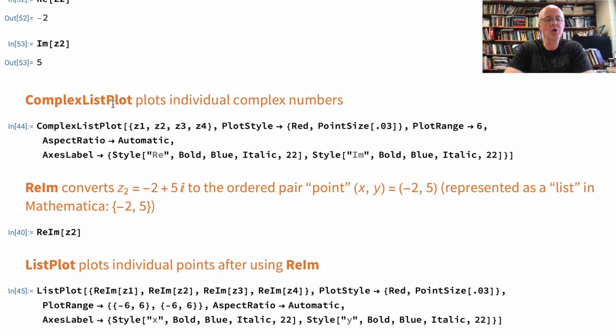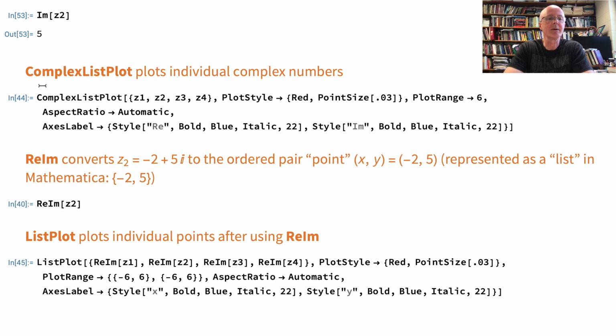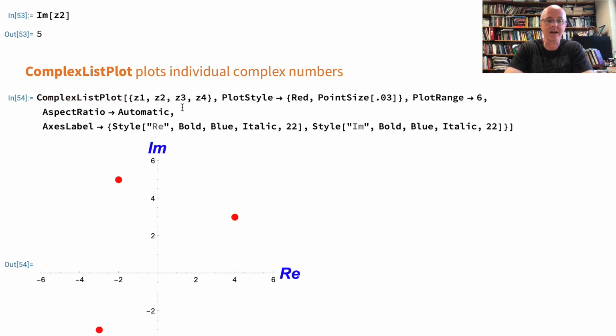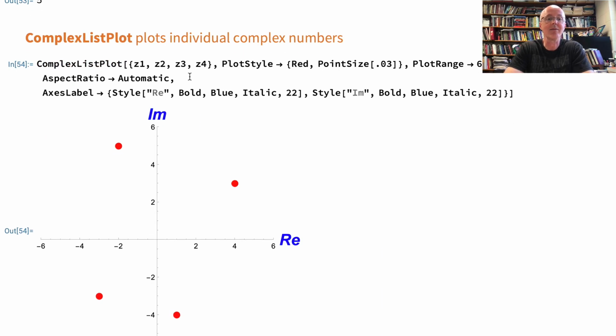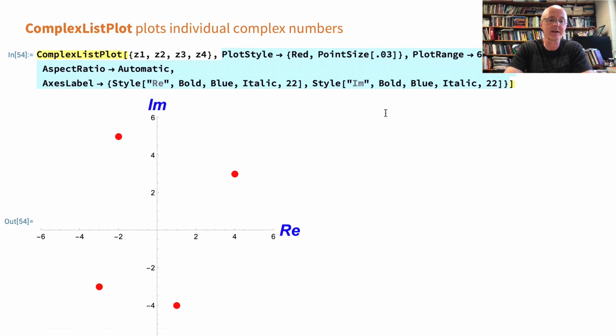And there are then two ways I can plot this. A built-in function called ComplexListPlot will plot the complex numbers z1 through z4 here. I can enter this to see that plot. I've also added some extra commands here that are for formatting things in a nice way, to label the axes, for example, and color things.